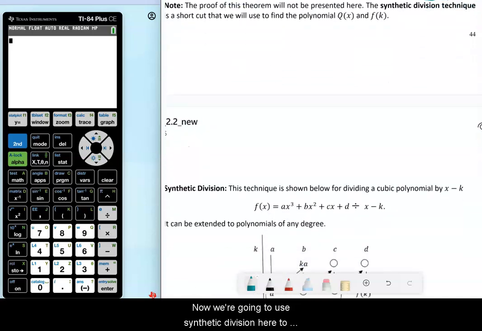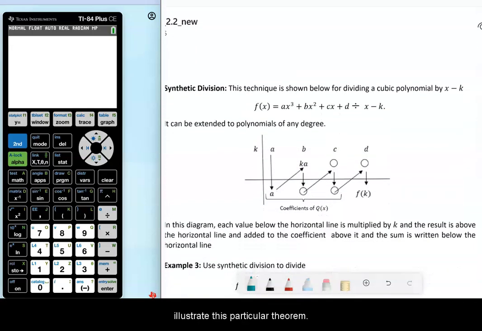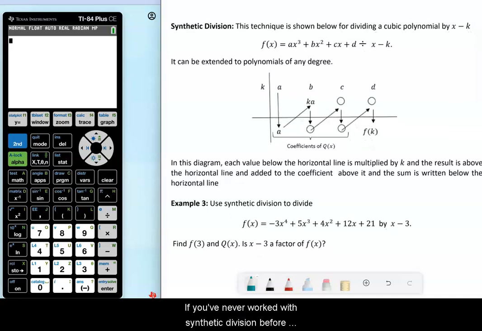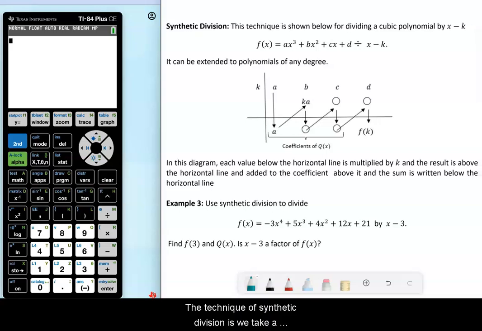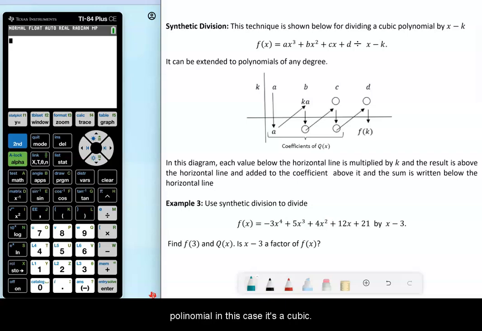Now, we're going to use synthetic division here to illustrate this particular theorem. If you've never worked with synthetic division before, here's a quick recap of it. The technique of synthetic division is we take a polynomial, in this case a cubic, and we divide it by a known factor. So once again, if we know a zero of the polynomial, then we can divide the polynomial by that factor and get a simpler polynomial to work with to find the rest of the zeros. So this is how it works.